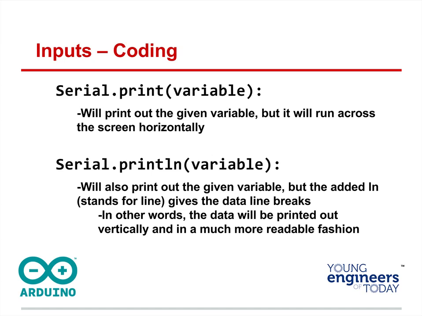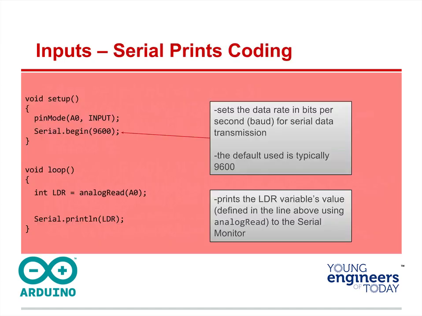Now, we're going to use the Serial.print command. The name of the variable, in this case, would be LDR. Serial.print prints out the values horizontally, which is a little bit hard to read. And then we're going to use Serial.println, which is print line. This acts like a page break, like a return key, and it allows you to read it vertically.